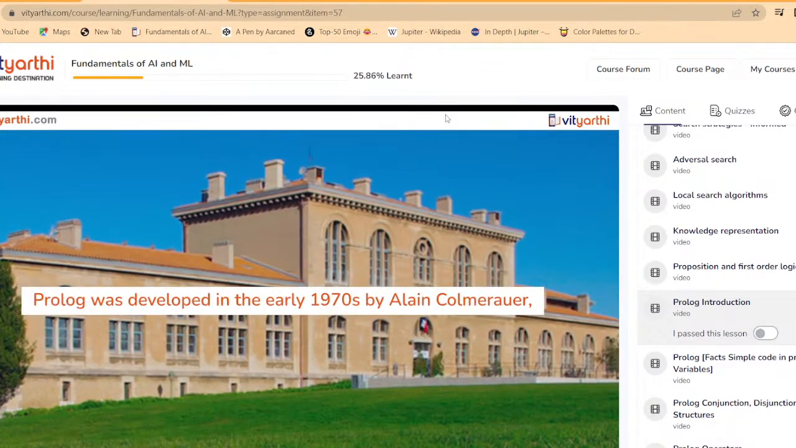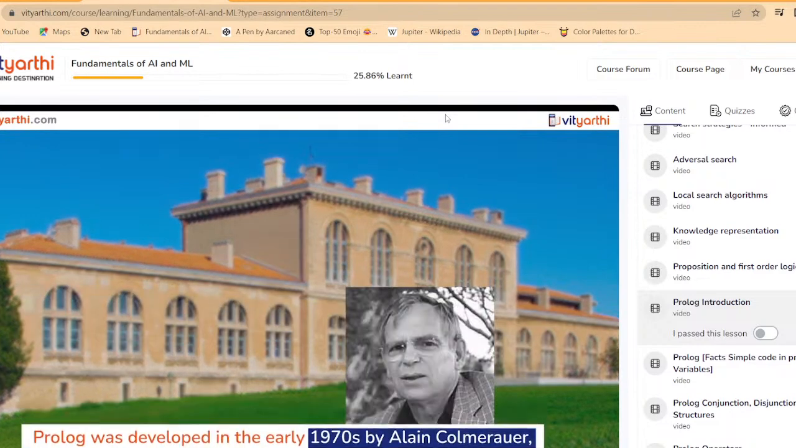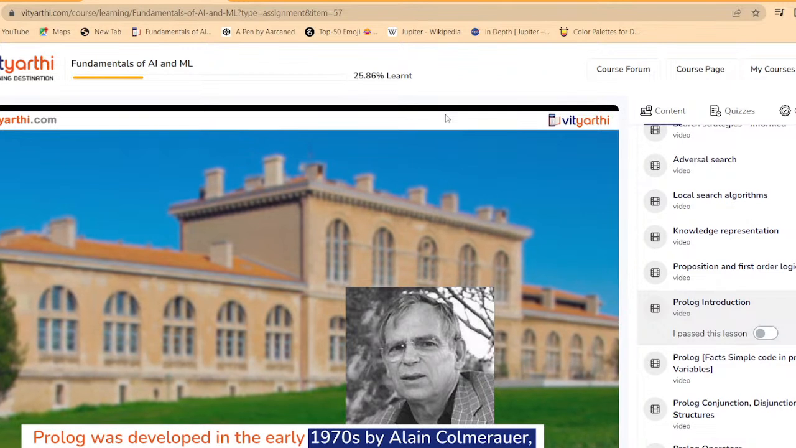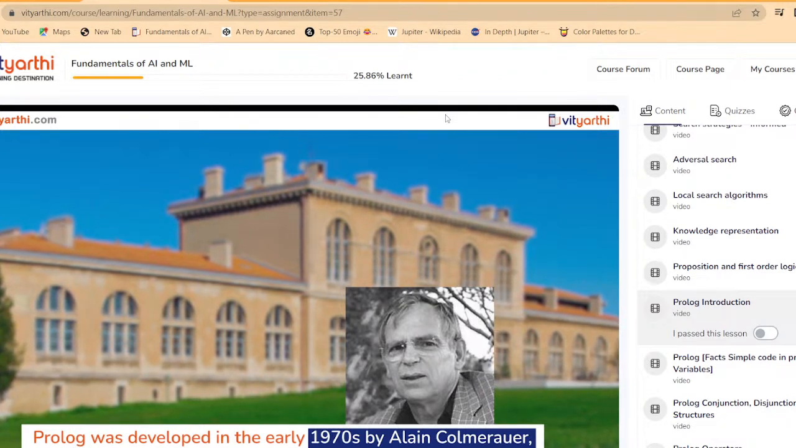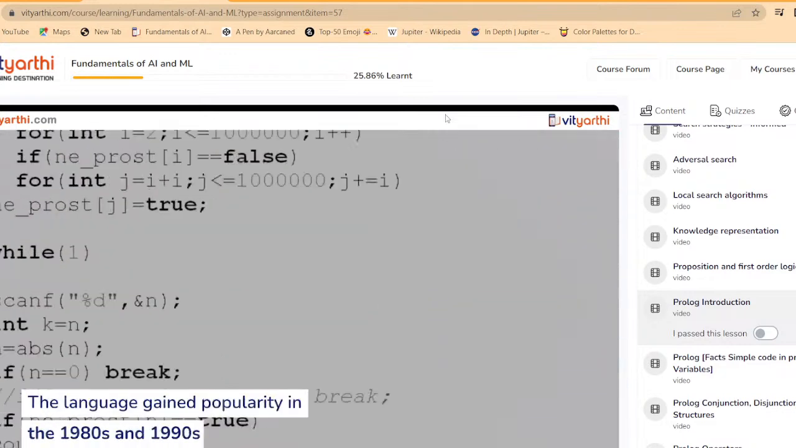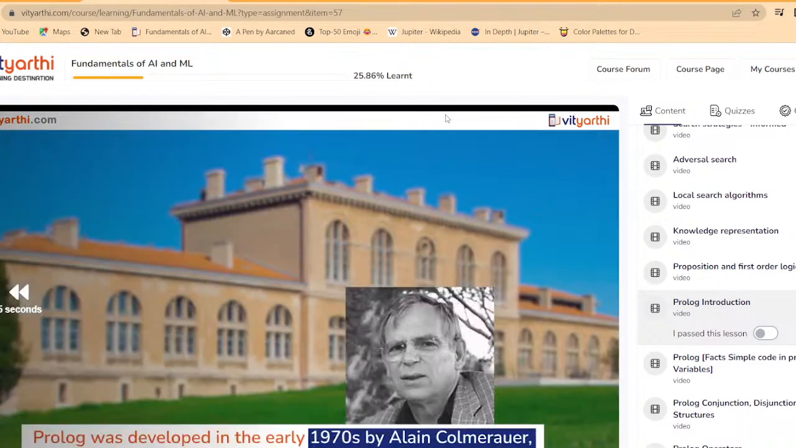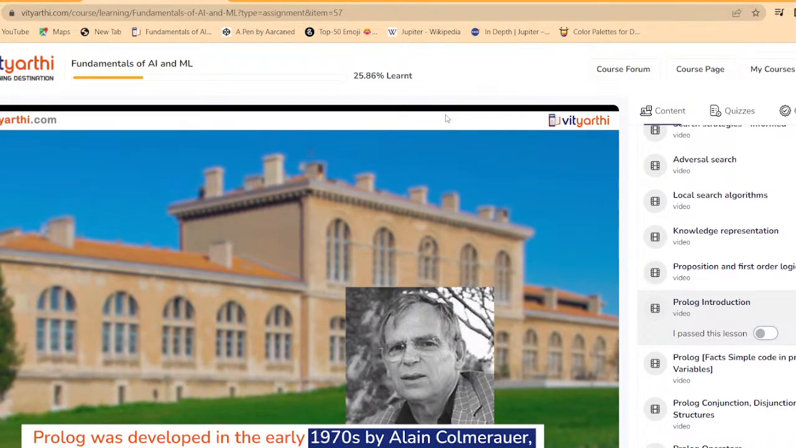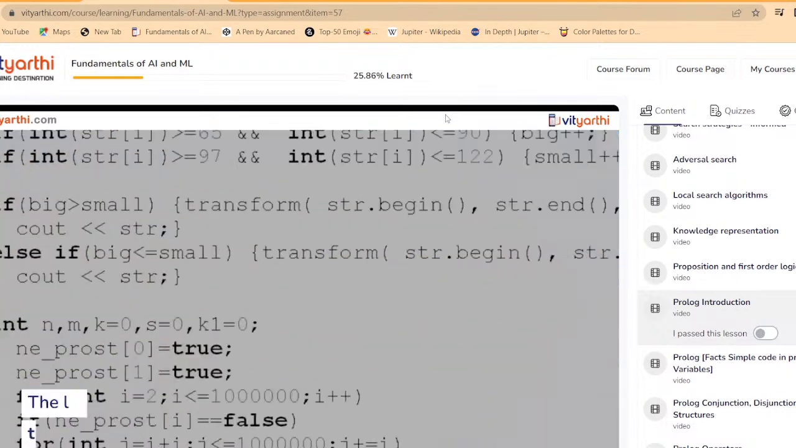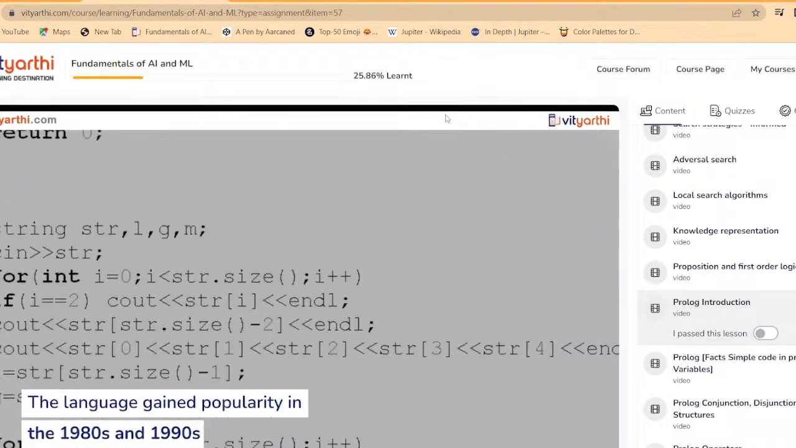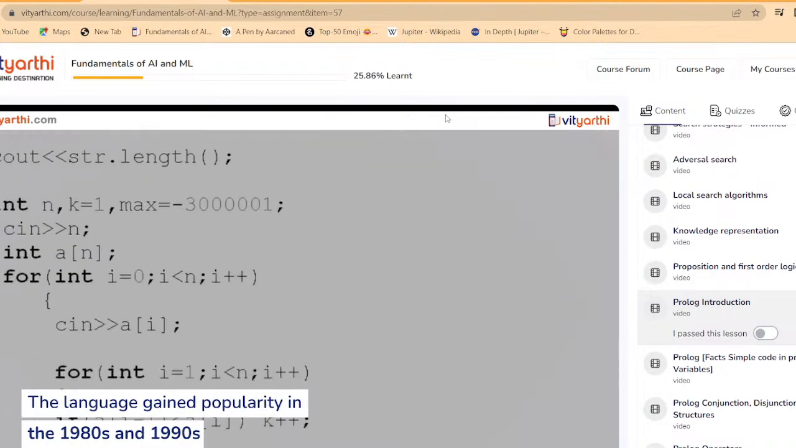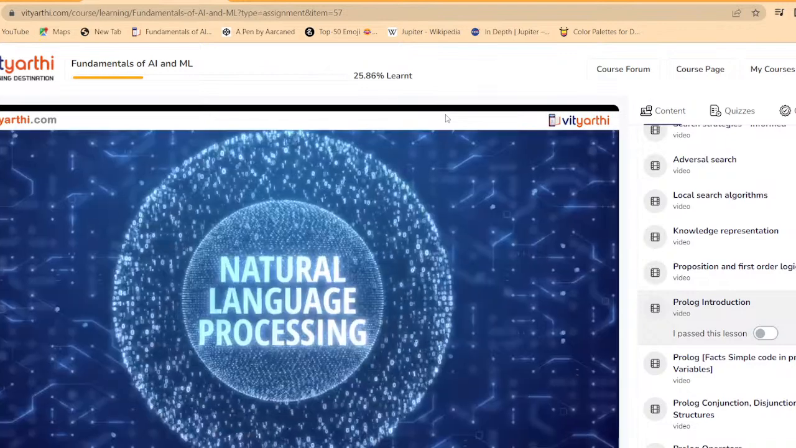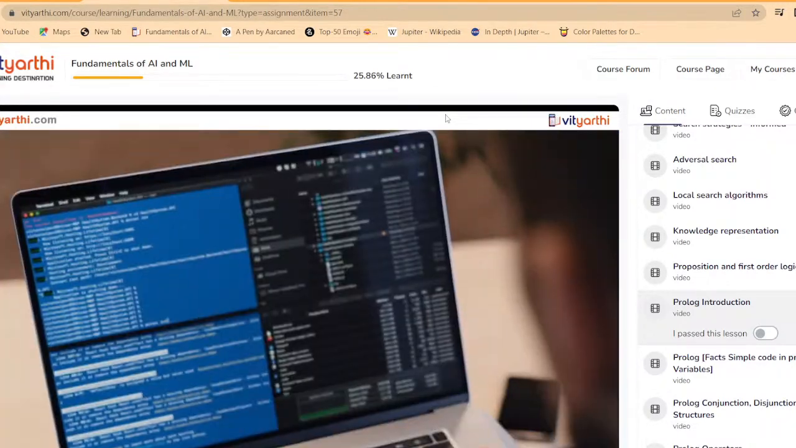Prolog was developed in 1970 by Alain Colmerauer and his colleagues at the University of Aix in France, and was initially used for natural language processing tasks. The language gained popularity in the 1980s and 1990s, when it was used for a wide range of applications, including expert systems, natural language processing, robotics, and database programming.